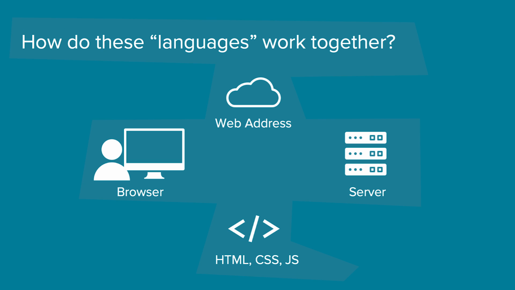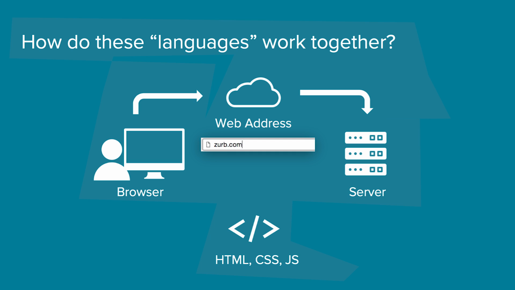So, how do these languages work together? A browser is a tool that knows how to display a particular type of document. Just like Microsoft Word is a tool that knows how to display Word documents, the browser knows how to display web documents. Web documents are written in HTML, CSS, and JavaScript. When you enter a web address in your browser, for example, zurb.com, that tells the browser to go ask a computer at that address for a document to show. The browser sends a request to the computer at zurb.com, which responds with HTML, CSS, and JavaScript. Computers that respond to browser requests like this are often called servers. Upon receiving those files, the browser interprets that HTML, CSS, and JavaScript and displays the website for you to see.